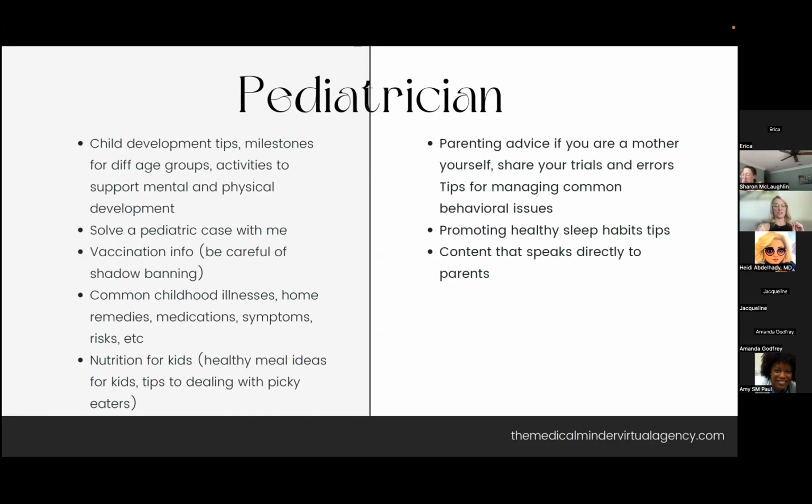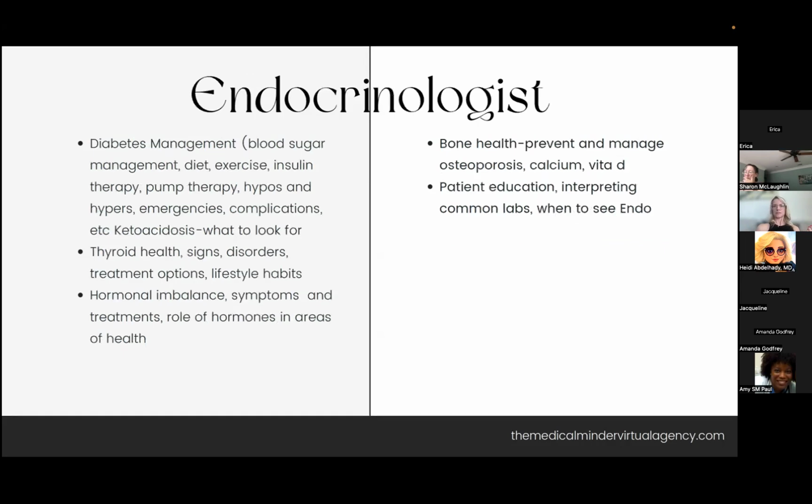Nutrition for kids, making healthy meal ideas. This has been a huge one too. People love seeing what you feed your kids. It's so cute, they make cute little lunches and show the types of nutrition. So if you're a pediatrician and if you're a mom, show it. People love it. Parenting advice: if you're a mother yourself, share your trials and errors, be that support for other mothers. Everyone grows and learns together. It takes a village. And then promoting healthy sleep habits, that's huge, and content that speaks directly to the parents.